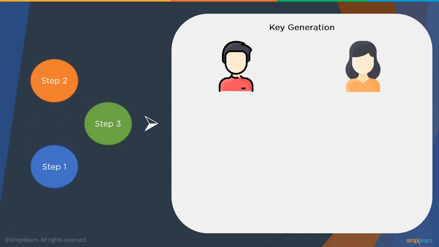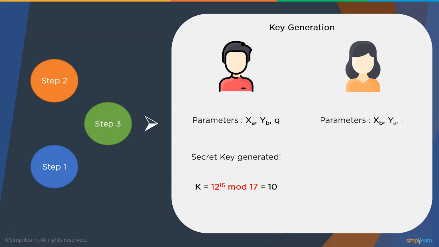In step 3, which is the key generation, we already have the requisite parameters for both users. To calculate the secret key for the first user, we're going to use the formula K equals 12 power 15 mod 17, which gives the output as 10. Similarly, for the second user, we're going to calculate the secret key using the formula 6 to the power 13 mod 17, which gives the value as 10. Now that we have both values of K at 10, this becomes our secret encryption and decryption key.